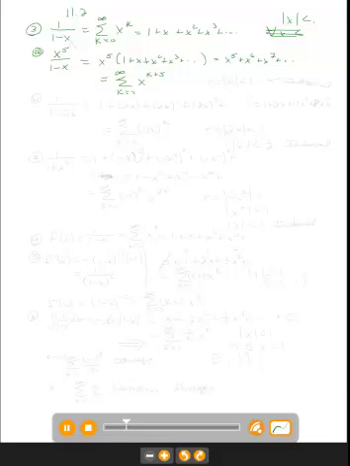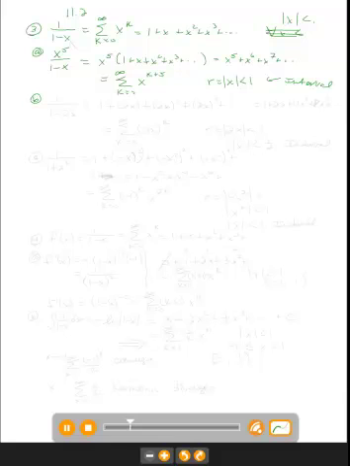Now, this is a geometric series. In this case, the r is going to be x, and when does it converge? When the absolute value is less than 1. So our interval is from -1 to 1. Right there is the interval.